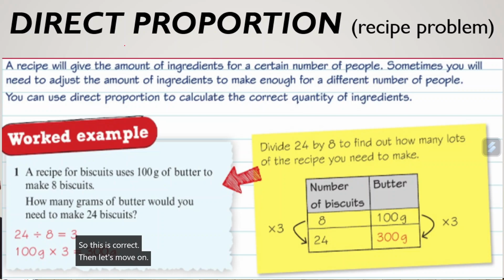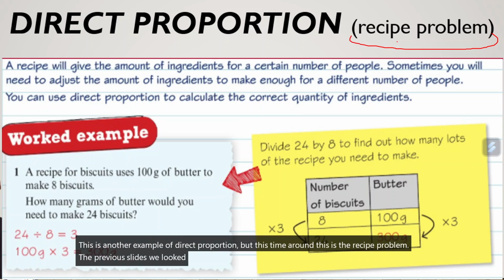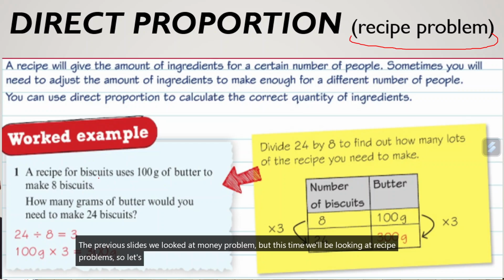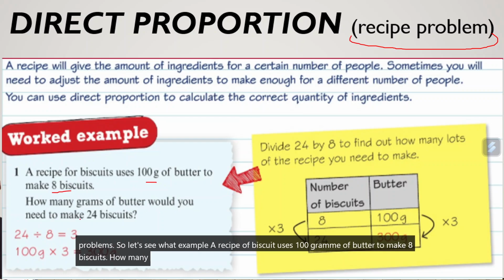This is another example of direct proportion, but this time around, this is the recipe problem. The previous slides we looked at money problems, but this time we'll be looking at recipe problems. So let's see, worked example. A recipe of biscuit uses 100 grams of butter to make 8 biscuits. How many grams of butter would you need to make 24 biscuits?